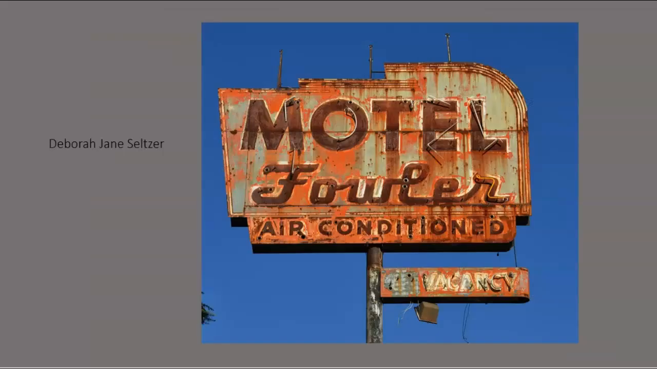Our second image here is by Deborah Jane Seltzer. It's a motel sign. There's a real beautiful quality to the surface of the sign that's caused by an abundance of rust that would have developed over a long period of time due to rain, no doubt. And you can see trails of rust underneath these letters. Again, imagine that the water is coming down and forcing bits and pieces of the letters to trickle down the sign.